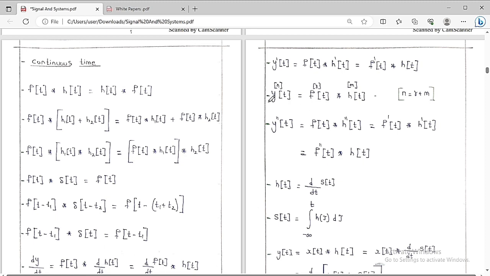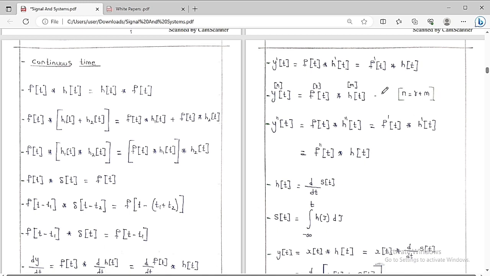So the nth derivative of y(t) is equal to the rth derivative of f(t) convolution the mth derivative of h(t), where always n is equal to r plus m. So the nth derivative of y(t) is always equal to the rth derivative of f(t) convolution the mth derivative of h(t), with n equal to r plus m.